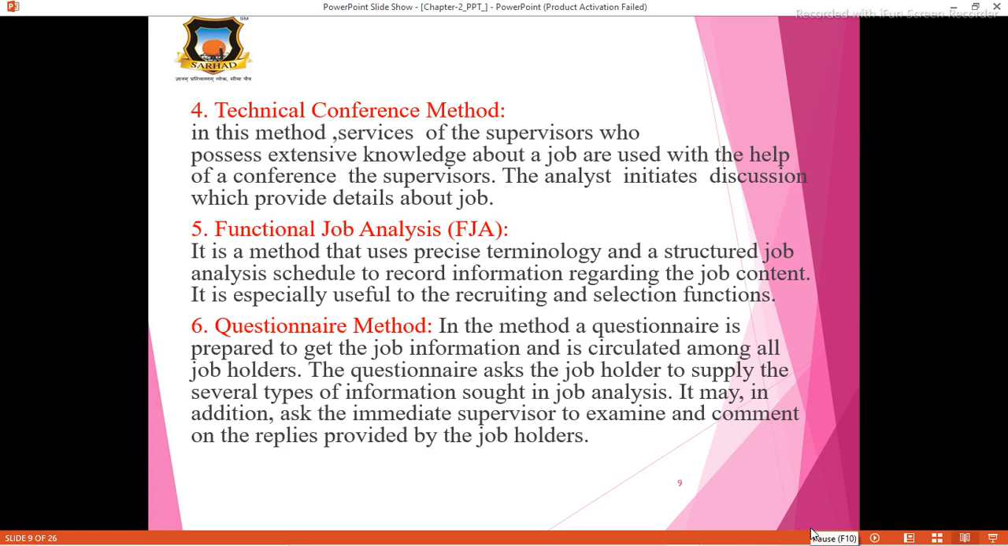The next is the questionnaire method. In this method, a questionnaire is prepared to get the job information and is circulated among all job holders. The questionnaire asks the job holders to supply the several types of information sought in a job analysis. It may, in addition, ask the immediate supervisors to examine and comment on the replies provided by the job holders. Here a list of questions is prepared about the job and information is collected for the certain job.